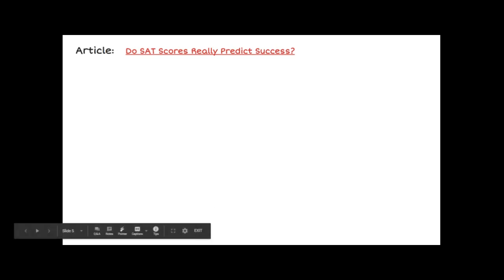All right, good. So can you tell me what you think about the article? It's interesting how they're trying to see if there's any relevancy for the GPA and SAT score, right?